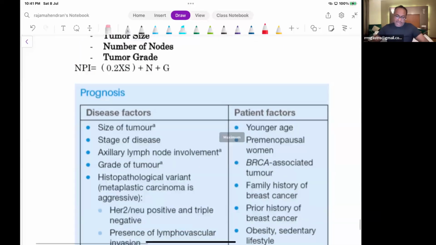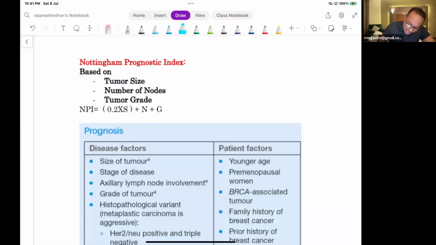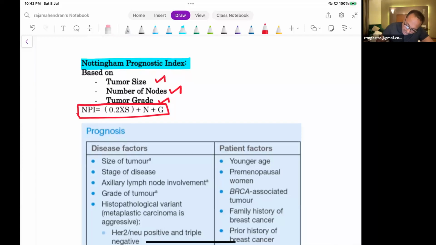So now Bailey has added one new interesting point, Nottingham's prognostic index. If we want to ask how long a breast cancer patient will survive, based on tumor size, number of nodes and grade, we have a grading system known as Nottingham. I'm not putting the values, it is there in Bailey, but just remember we have to use size of the tumor, T staging, number of nodes, N staging, and grade. What is the grading system you used? Bloom-Richardson grading. Based on this, we use this scoring system.